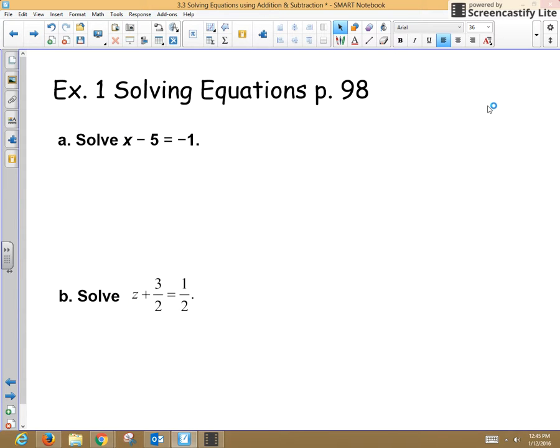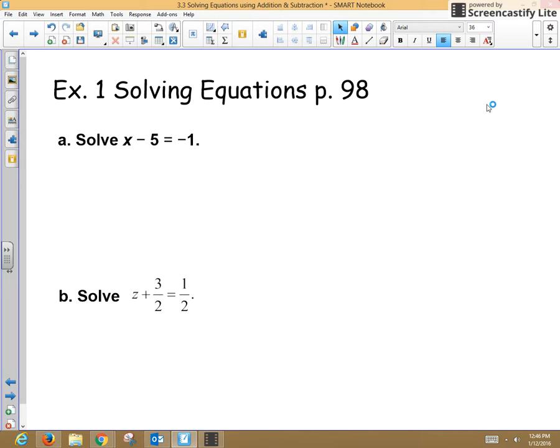Okay, let's start with example 1, solving equations, on page 98. To solve x minus 5 equals negative 1, we need to begin by trying to isolate our variable x so we can figure out what the value of x is. Now, first I would like you to estimate. Think what number minus 5 will give us negative 1. So I want you to take your guess first and think about that for just a moment.